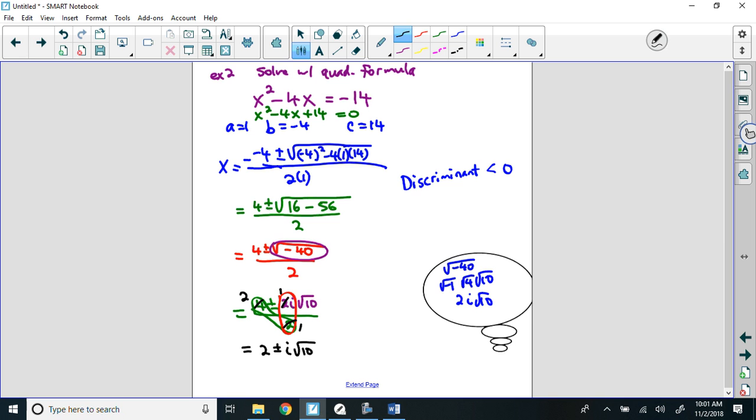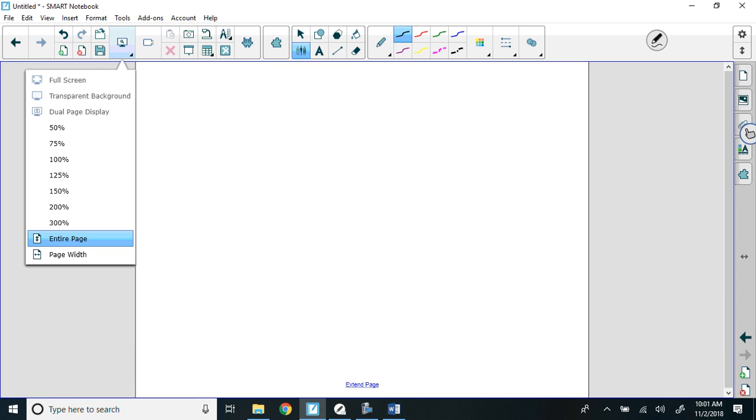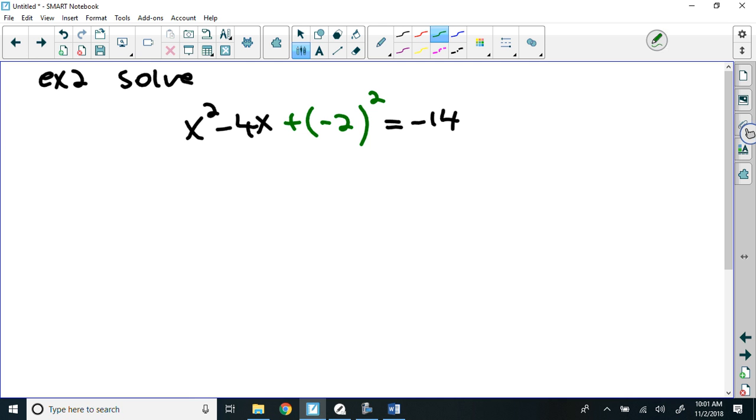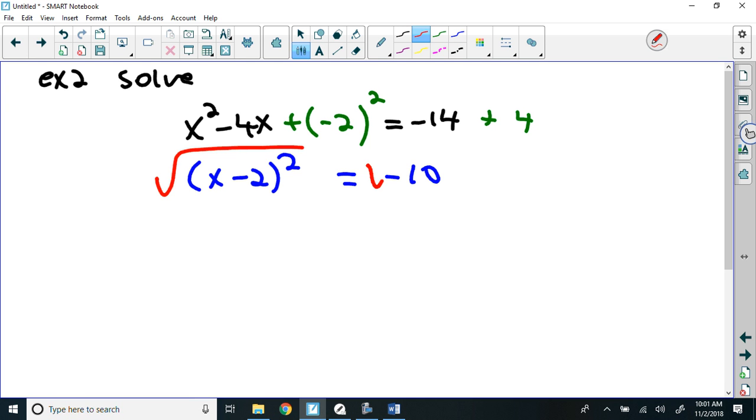Let's look at that one with completing the square. Let's just do them side by side, just for the heck of it. Example 2, solve. We had x squared minus 4x equal to negative 14. Just a little trip down memory lane. Completing the square, half of negative 4 is negative 2, the quantity squared, and on the right we're going to add 4. So on the left we get the quantity x minus 2 squared, equal to negative 10. We take a square root, x minus 2 equals plus or minus i rad 10, and x equals 2 plus or minus i rad 10.